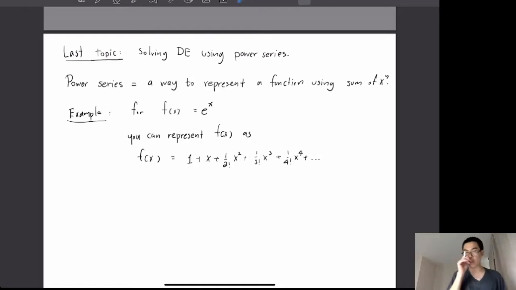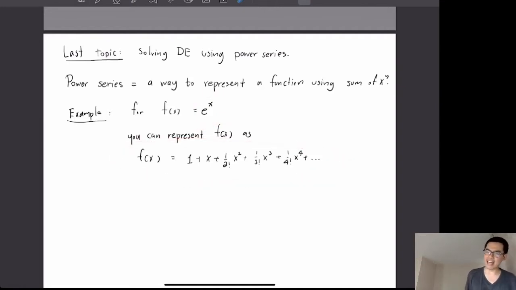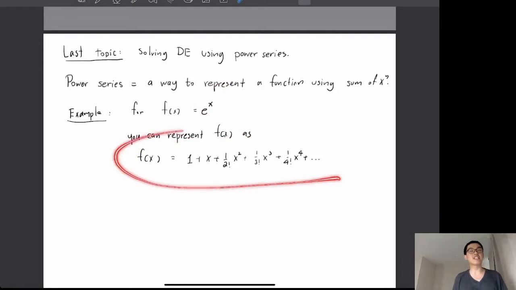So that's what we want to do. Instead of writing e to the x, we're going to write the answer as something like this. Now, you might wonder why. Why? e to the x looks so nice. Why do we have to make our life hard and do this? And the answer is, this is actually a lot easier in a lot of senses.